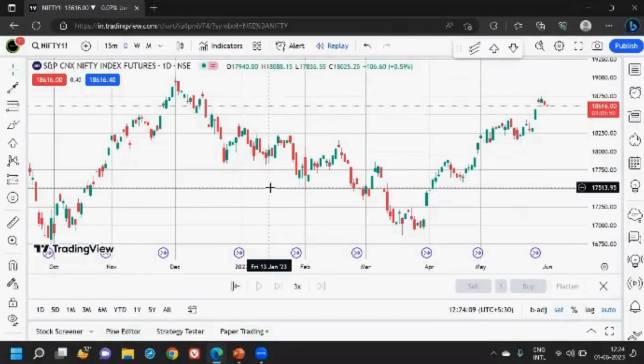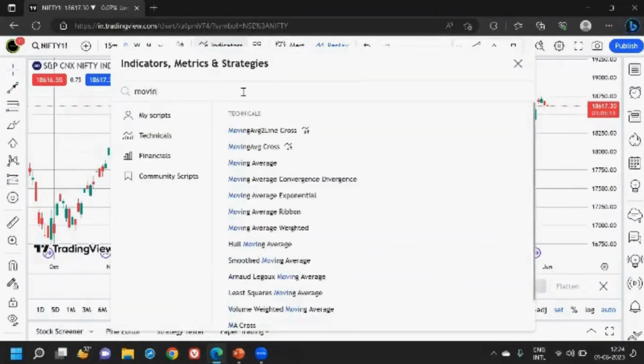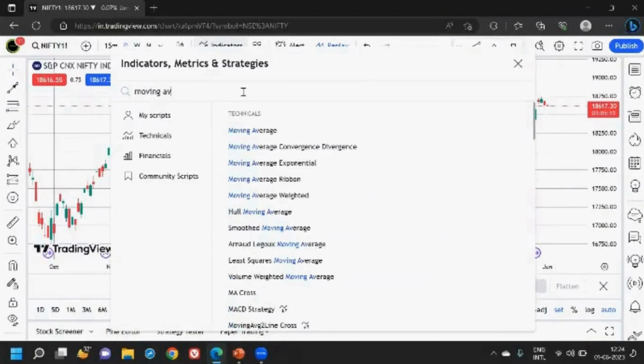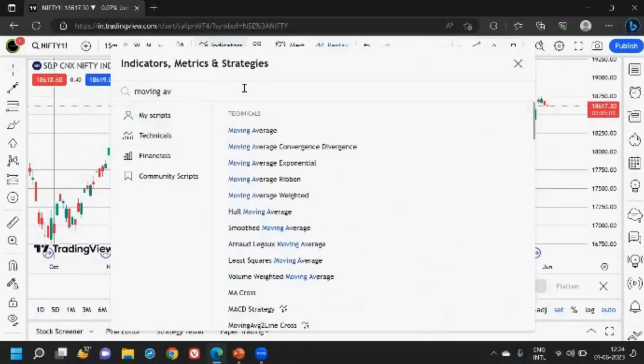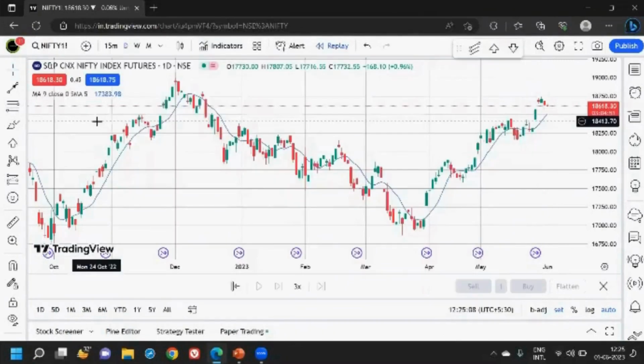Now as you can see on your screen, this is the daily chart of Nifty 50 index, and the software that I'm currently using is TradingView. So in this software, if you want to apply the moving average indicator, you just have to go to the indicator section, type moving average indicator, and over here you will find it. So this is the moving average. We will click on it, and now the moving average is applied to the chart.